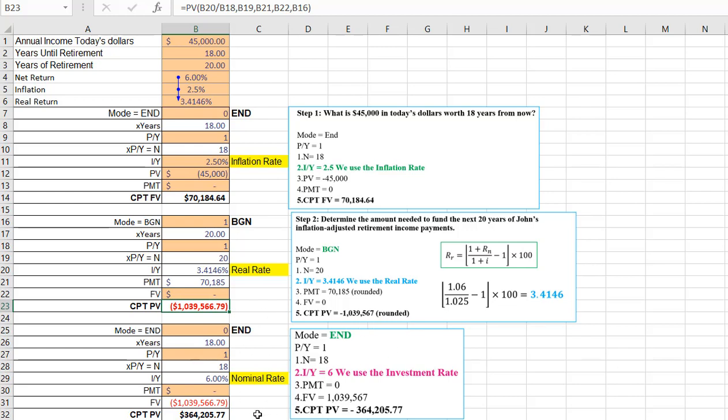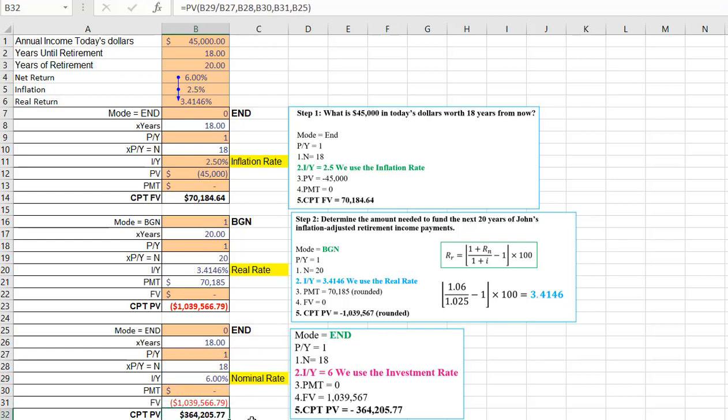Okay, so we can see here. Then we move into step 3. We'd say, okay, what is the lump sum amount that we need today? So that $1,039,567 becomes our future value. That's 18 years from now, retirement. Period per year is 1, so N equals 18. Again, we're back to the end mode for the calculator. Here we're using our nominal rate, our investment rate, so we solve for the present value.